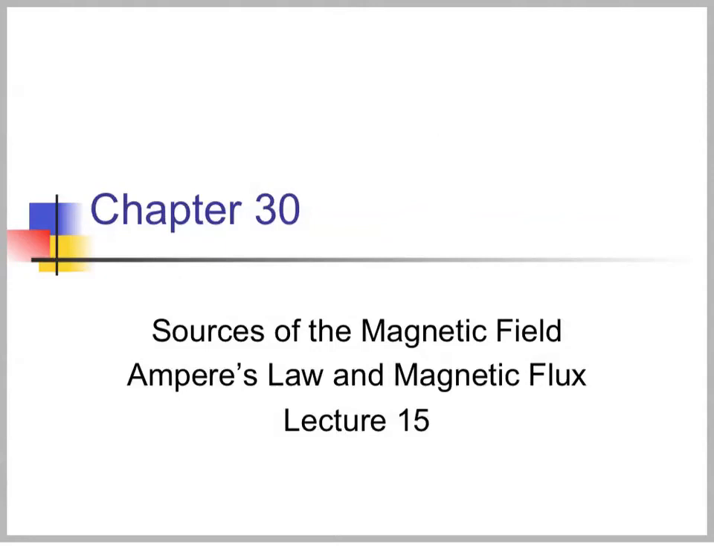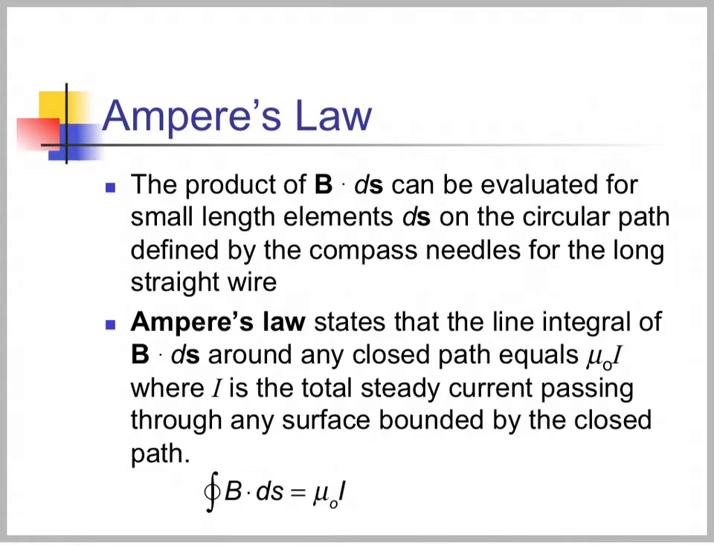This is Physics 2120, Lecture 15, and today we're going to continue talking about sources of the magnetic field. In particular, we're going to deal with Ampere's law and magnetic flux. Now, Ampere's law gives us a way of calculating the magnetic field in symmetric situations. It's going to be similar to a process that we did with Gauss's law, where Gauss's law allowed us to calculate the electric field when we had some symmetries.